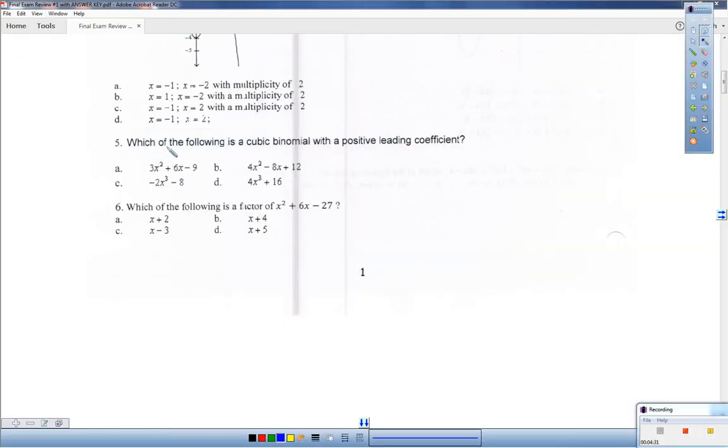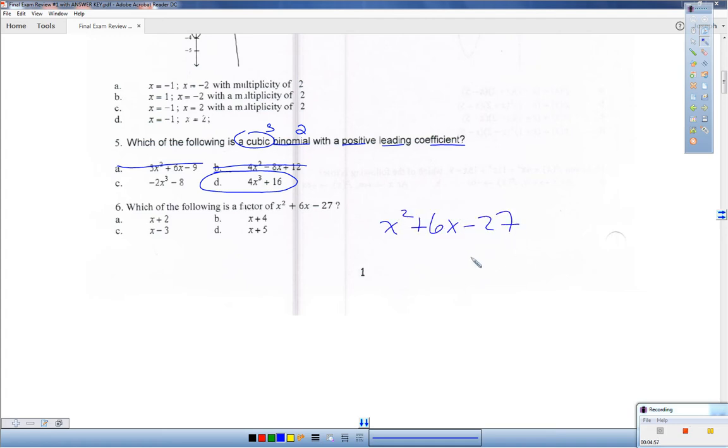Alright, for number 5 it says, which of the following is a cubic, remember that's degree 3, binomial, that means 2 terms, with a positive leading coefficient. Well, binomial means 2 terms, so that always takes care of B and A. Cubic means it's a degree 3, and positive leading coefficient, well, the only one that matches that would have to be D.